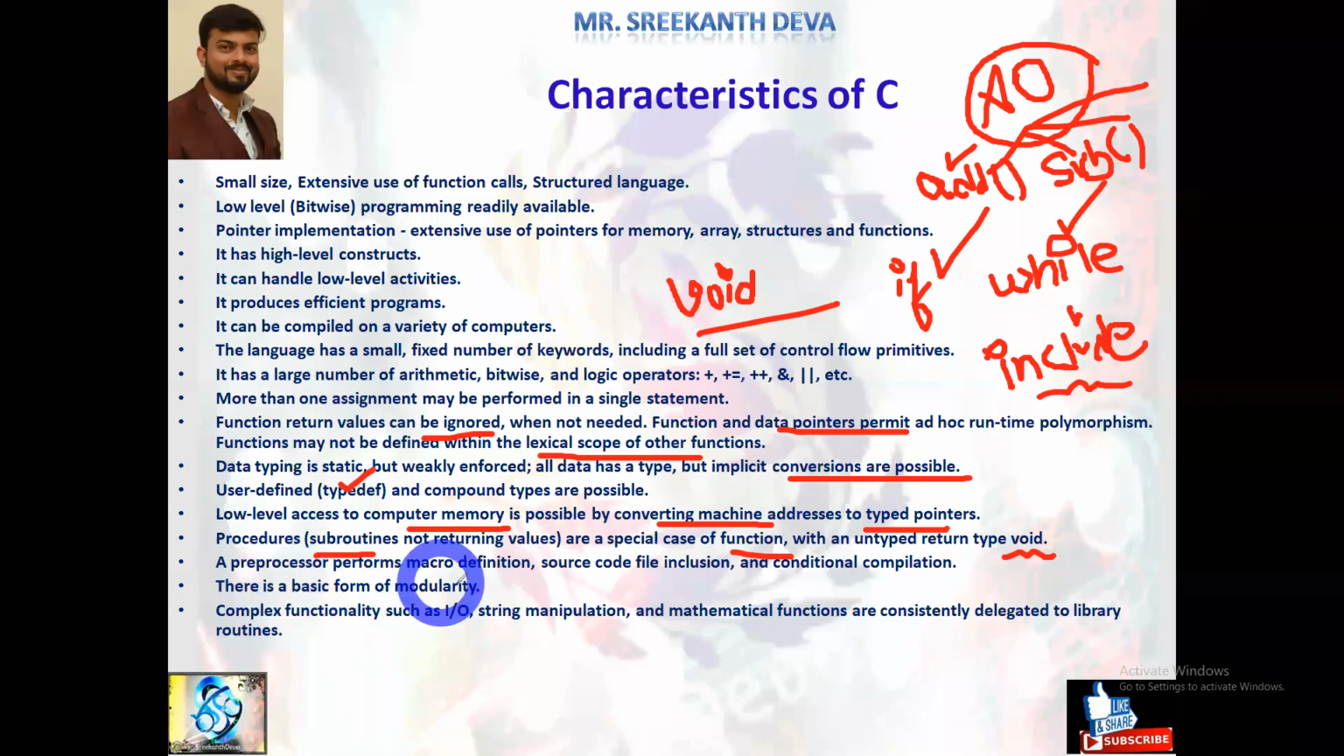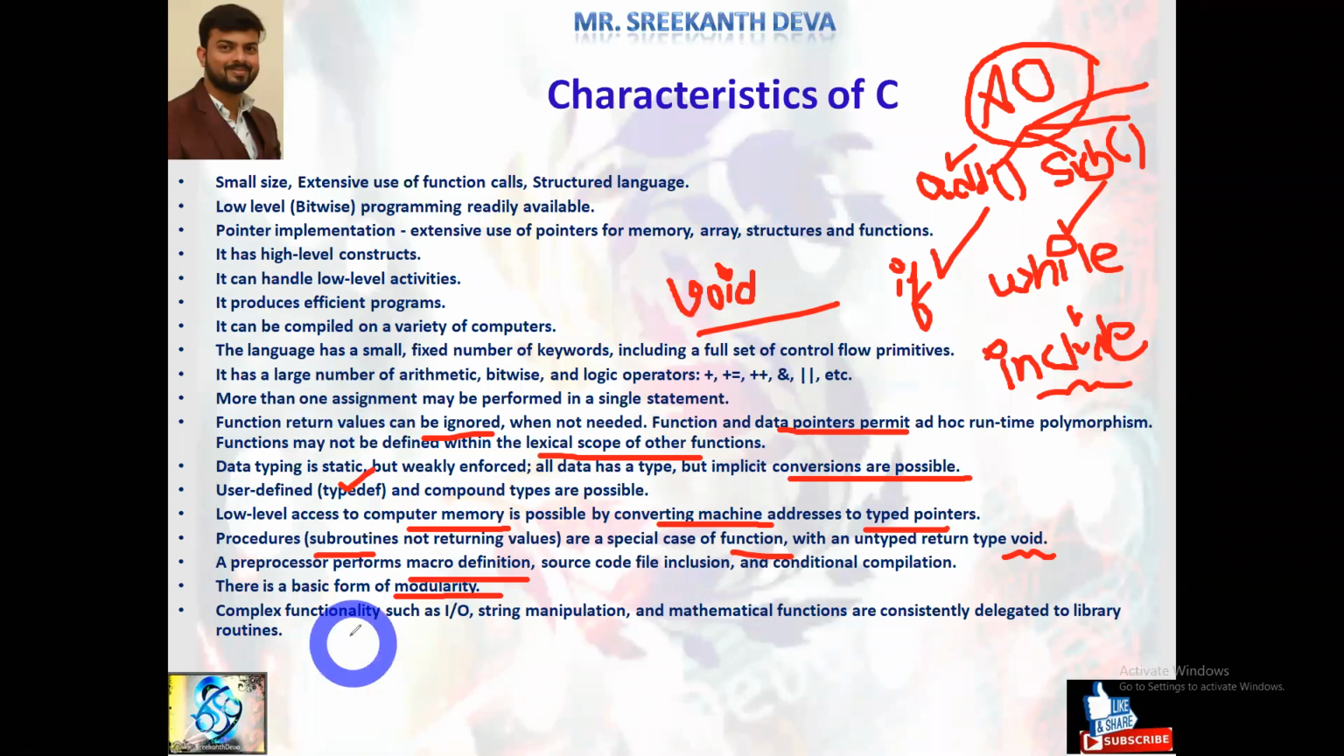A preprocessor performs macro definitions, source code file inclusions, and conditional compilation. There is a basic form of modularity. C language also supports modularity, in the form of subroutines or functions. But still some dependencies are there, and some modularity is provided in the form of header files with the extension .h. They consist of all built-in functions, but later high-level programming languages improved this modularity concept and made these functionalities independent of a particular source code.